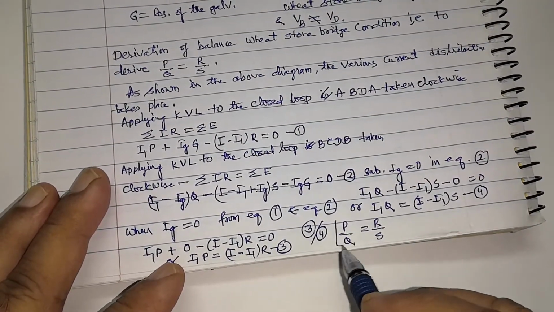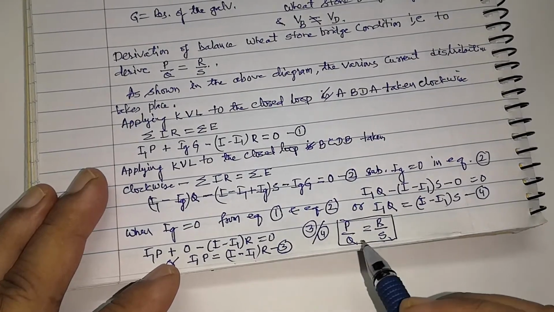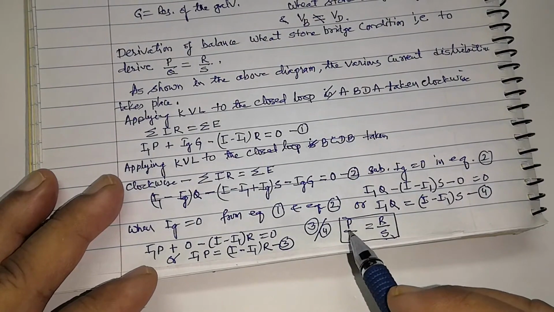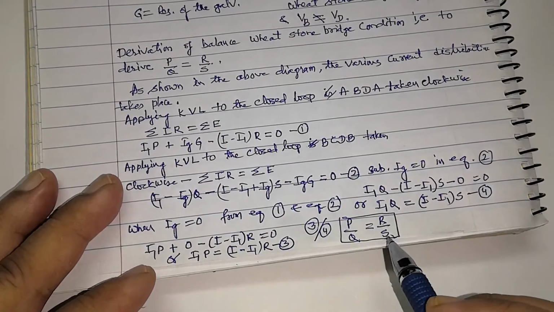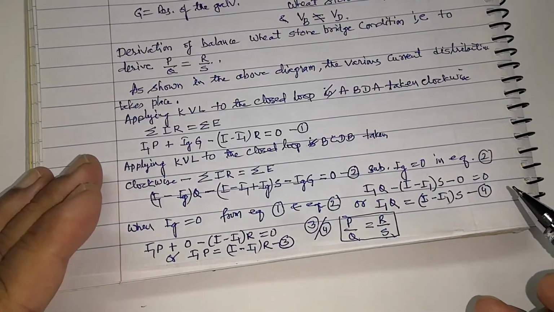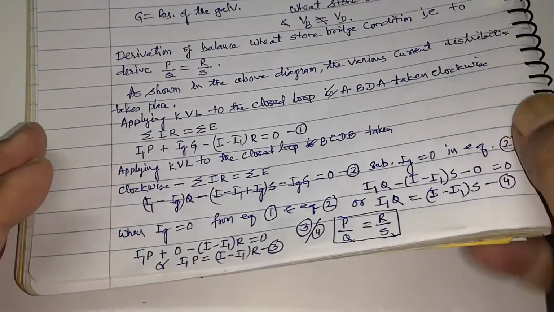This is the condition which we have obtained, one very important relation. Out of the four resistances P, Q, R and S, if any three resistances are known, we can find out the unknown resistance. Now we are going to solve some numerical questions based on this.